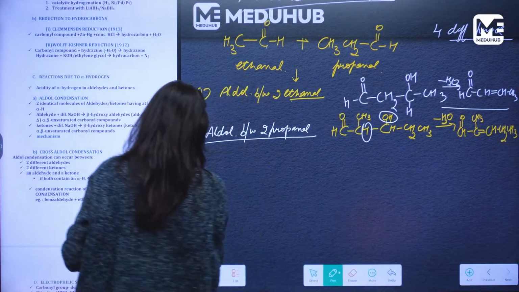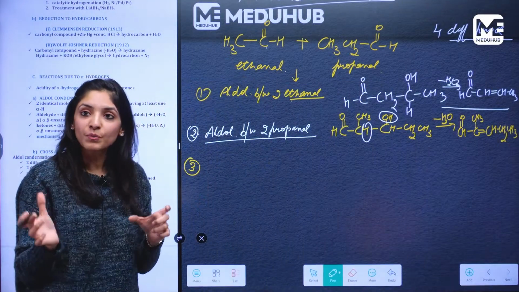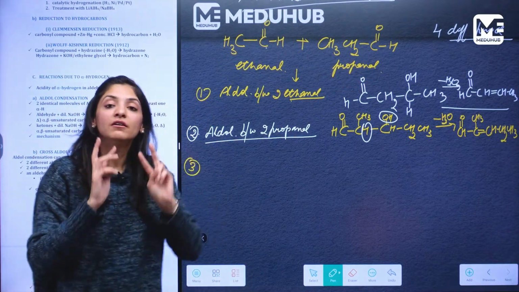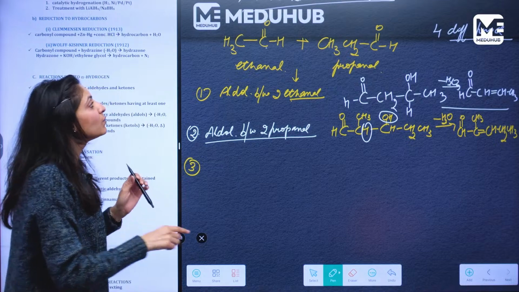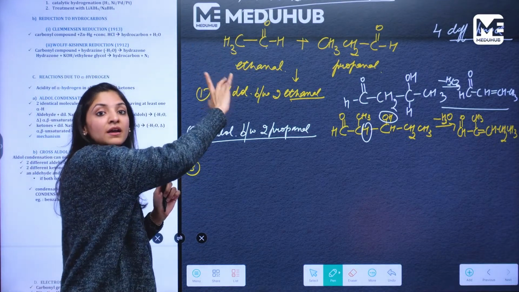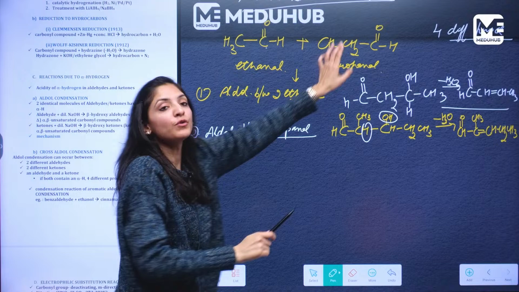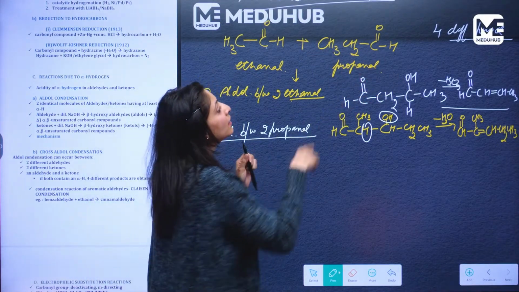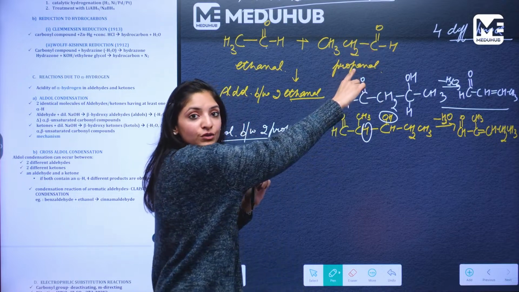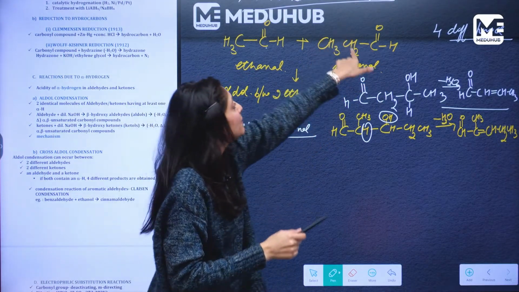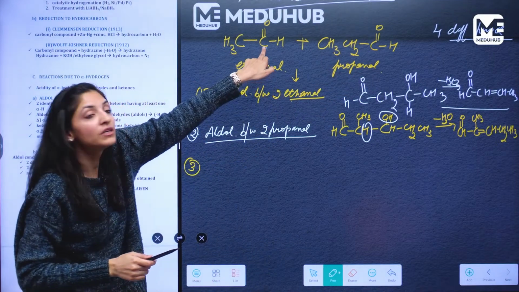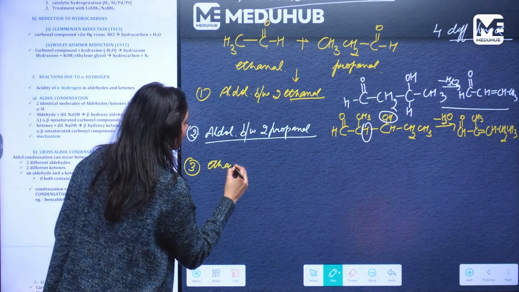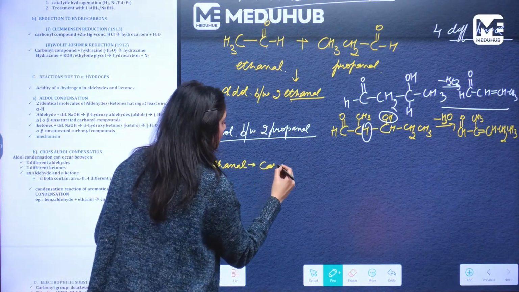So this is a simple aldol product of aldol condensation between two molecules of propanal. The third product would be a cross aldol product between one molecule of ethanal and one molecule of propanal. Here two scenarios can exist. One in which ethanal forms a carbanion and that carbanion attacks the carbonyl carbon of propanal. The other scenario will be when propanal loses an alpha hydrogen, forms a carbanion, and this carbanion now attacks the carbonyl carbon of ethanal. So in the first case, let's say ethanal forms the carbanion.